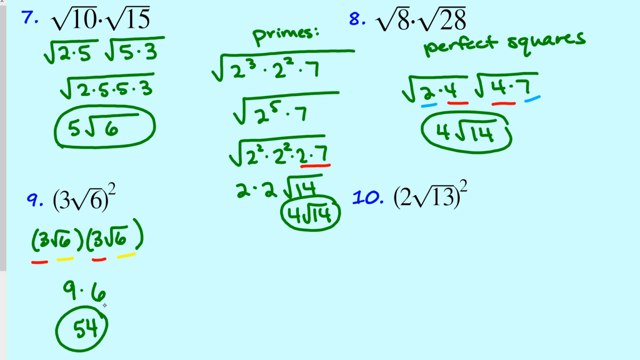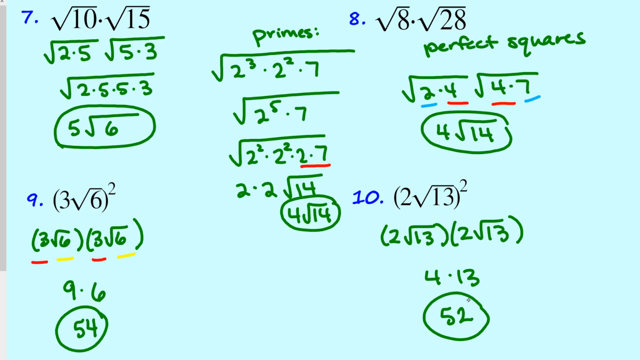And then number 10 is similar, so why don't you give it a try, maybe pause the video, give it a try, and then check your work. 2 square root 13 times 2 square root 13, 2 times 2 is 4, square root 13 times square root 13 is 13, 4 times 13, as we all know if we like to play cards, 4 suits, 13 cards per suit, 52 cards.